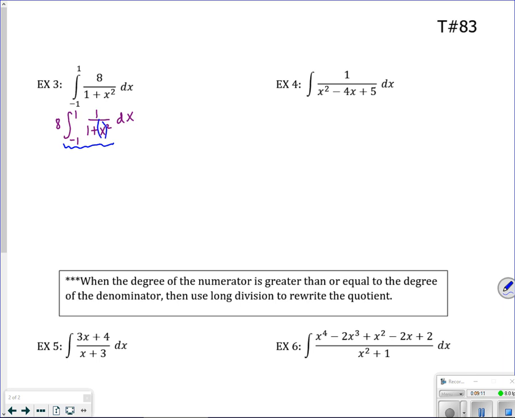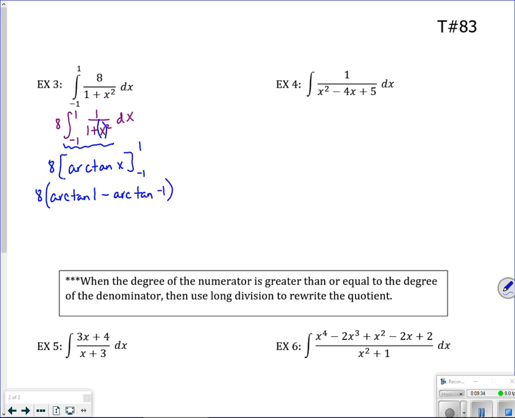So again, 1 plus, think of it as that. So my u is x. The derivative of x on top is 1. So this integrates to 8 arc tangent of x. And I just have to evaluate from -1 to 1. So of course that's 8 times arc tangent of 1 minus arctangent of -1.